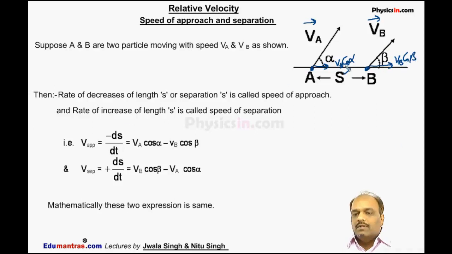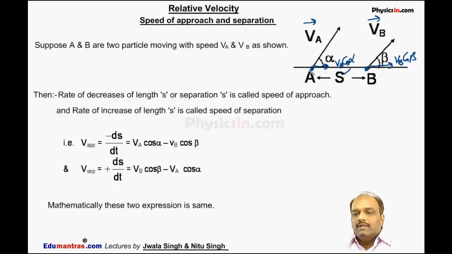Now if the separation between A and B is S, and this separation is decreasing, it means Va cos alpha is more than Vb cos beta. So velocity of approach is the rate of change of this distance AB, and that is equal to minus ds by dt, which is equal to Va cos alpha minus Vb cos beta.